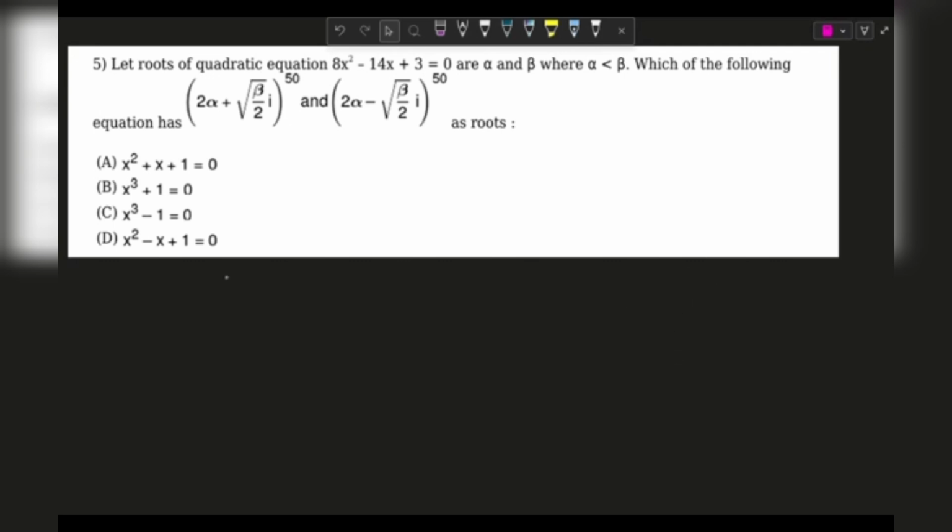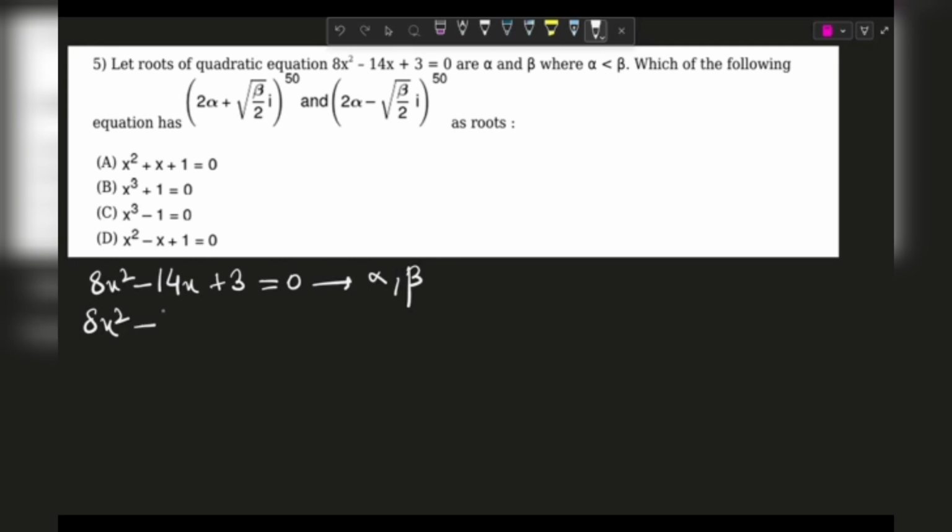Okay, so I'm starting off. So basically we have in this question a quadratic equation given as, I will write this quadratic down. This is 8x squared minus 14x plus 3 equals 0, and its roots are given to be alpha and beta. So before proceeding, let's solve. I guess this is like a solvable quadratic equation. Let's solve this.